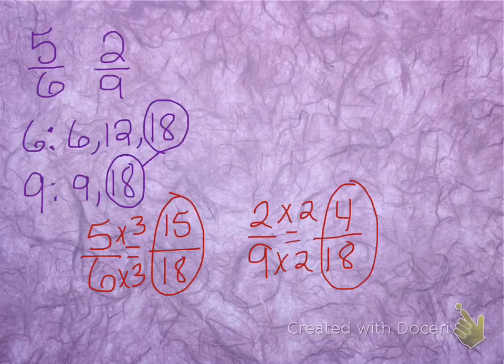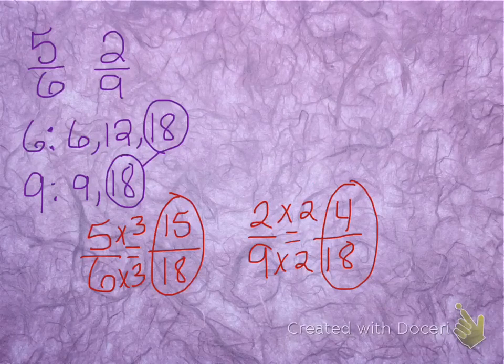Okay, let's try another one. 5/6 and 2/9. Remember what your first step is. Pause the video and then start it back when you're ready to check your work. Okay, you should have 18 as your least common multiple.